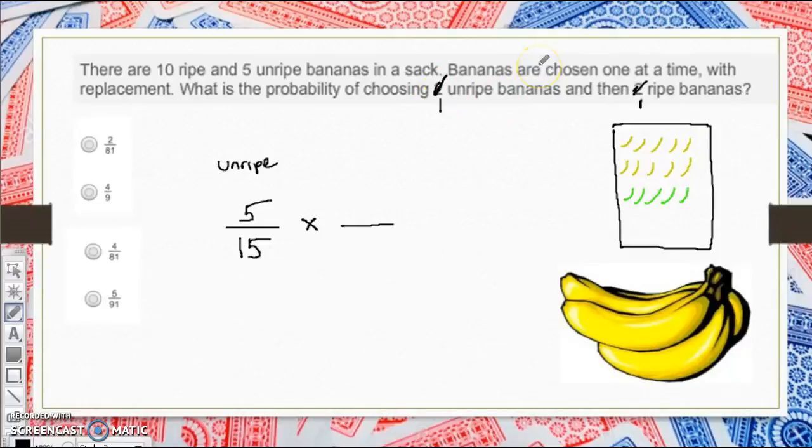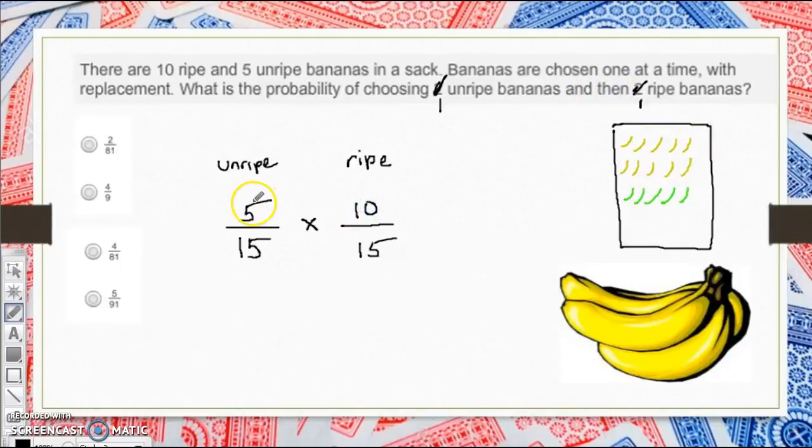All right, then you're not going to keep that banana. You're going to put it back in the bag. That's what with replacement is. So we still have 15 bananas in the bag. So for our second one, we want to choose a ripe banana. Like I said, we still have 15 bananas in the bag because even after you chose one, you put it back in the bag. All right, and there are 10 ripe bananas.